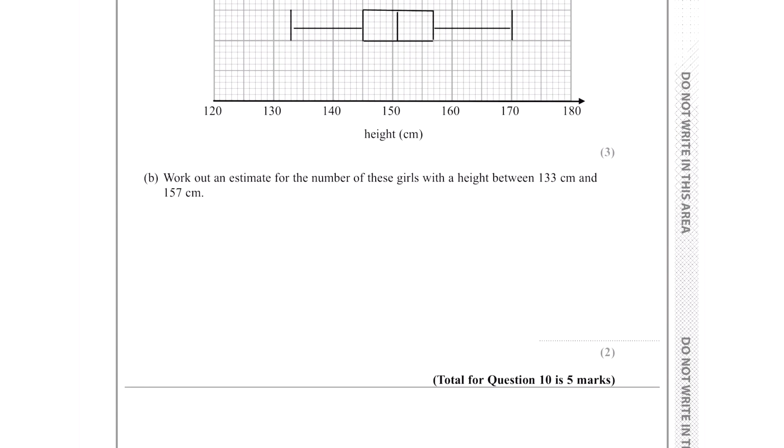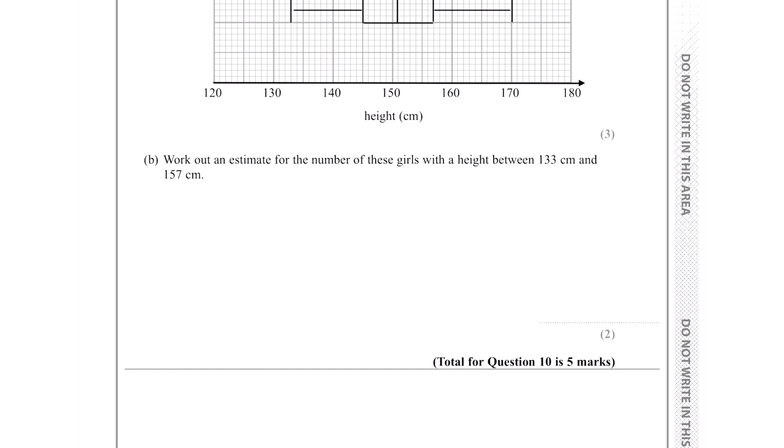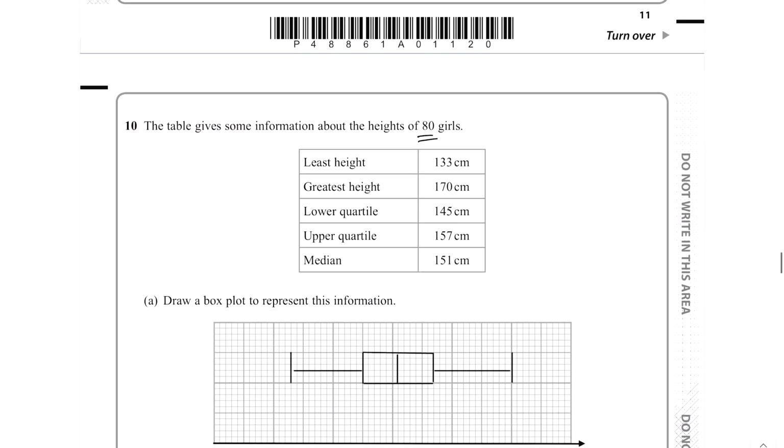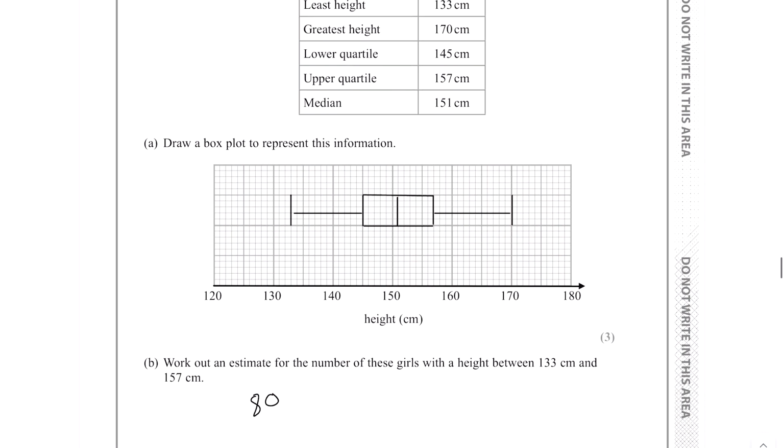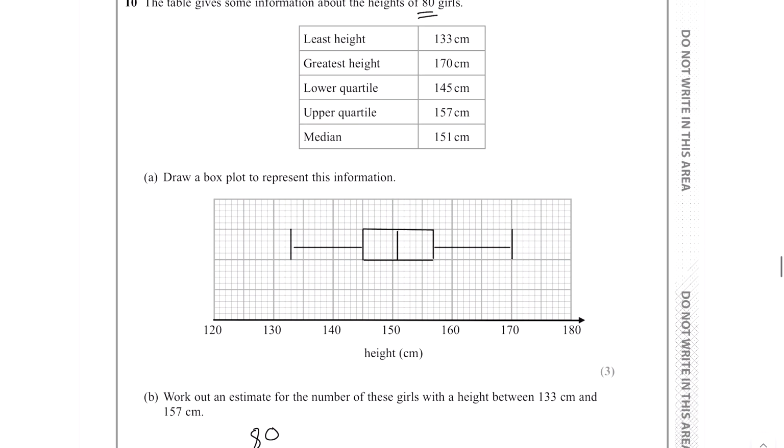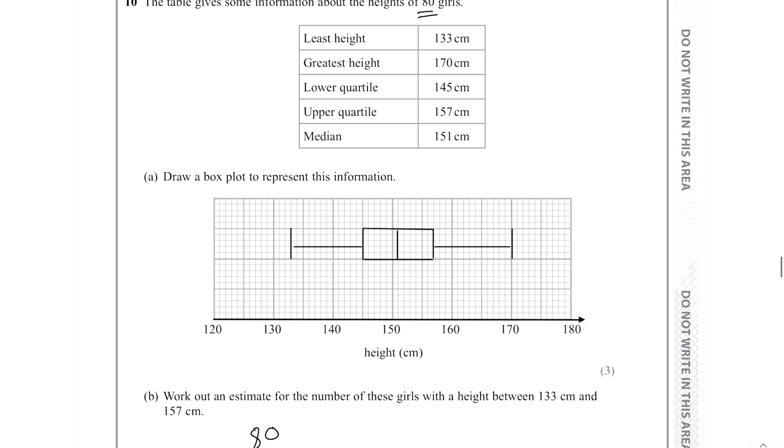Work out an estimate for the number of these girls with a height between 133 and 157. So in total, how many girls are there? There's 80. We've been told that all the way up here. Right, so there's 80 girls, and now it's saying work out an estimate for the number of these girls with a height between 133, which is the least height, and then it says 157, which is exactly the upper quartile.